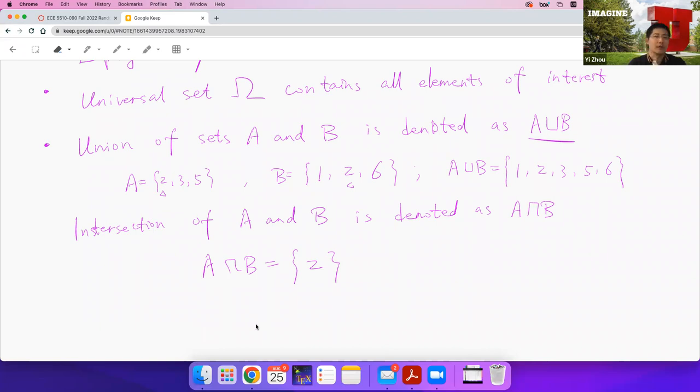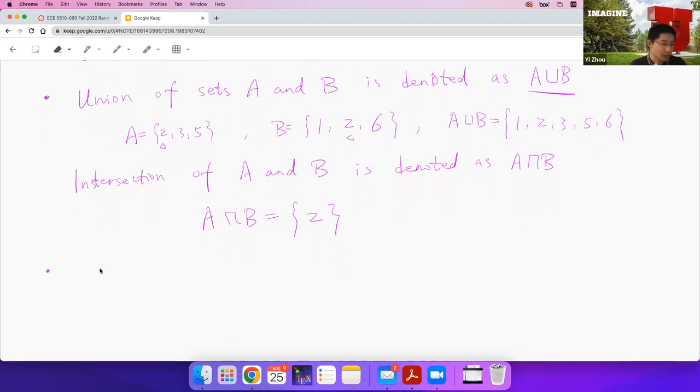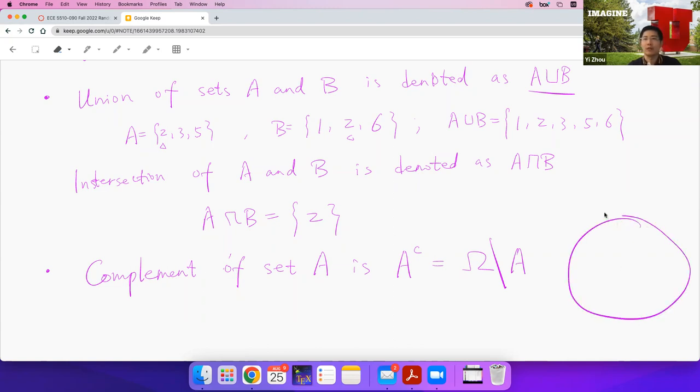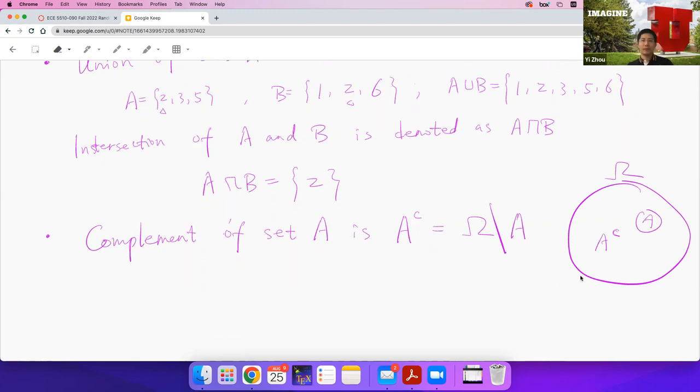Okay, we have union, we have intersection, and we also need another rule called complement. The complement of a set A is denoted by A with a C in the superscript, A complement, which means subtracting A from the universal set. So intuitively, if this is omega and this is A, then the rest of the stuff is A complement. So subtracting A from the universal set gives the complement of A, which is intuitive, right?